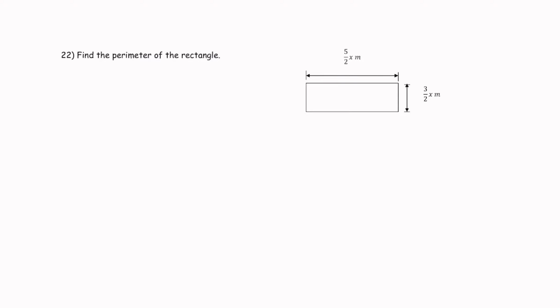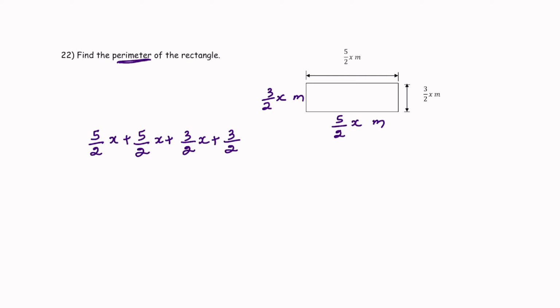And here comes the last question. Again, we are finding the perimeter. We know it's a rectangle, so opposite sides are equal. So this side is going to be 5 by 2x meters, and this one is going to be 3 by 2x meters, right? The opposite sides are equal, so we have to simply add them. So let's do this. 5 by 2x plus 5 by 2x plus 3 by 2x plus 3 by 2x.